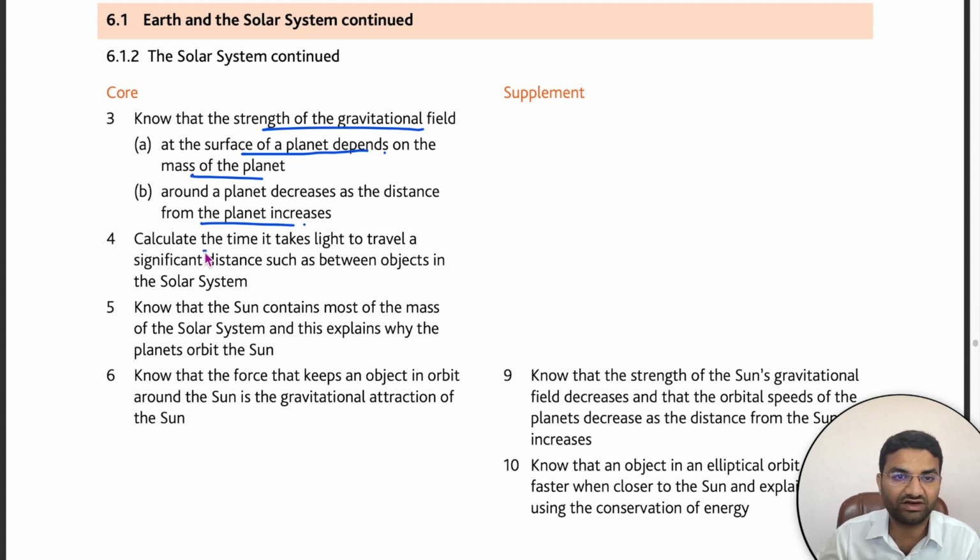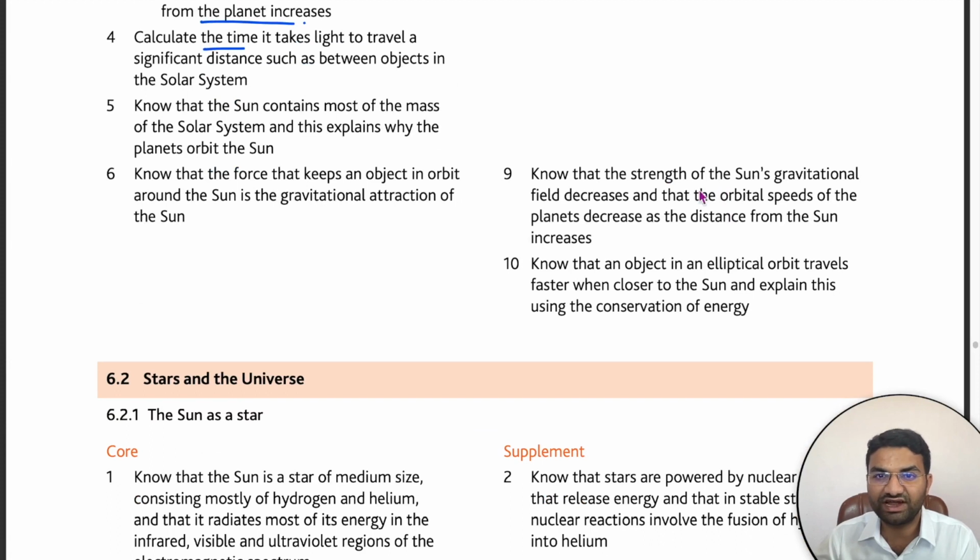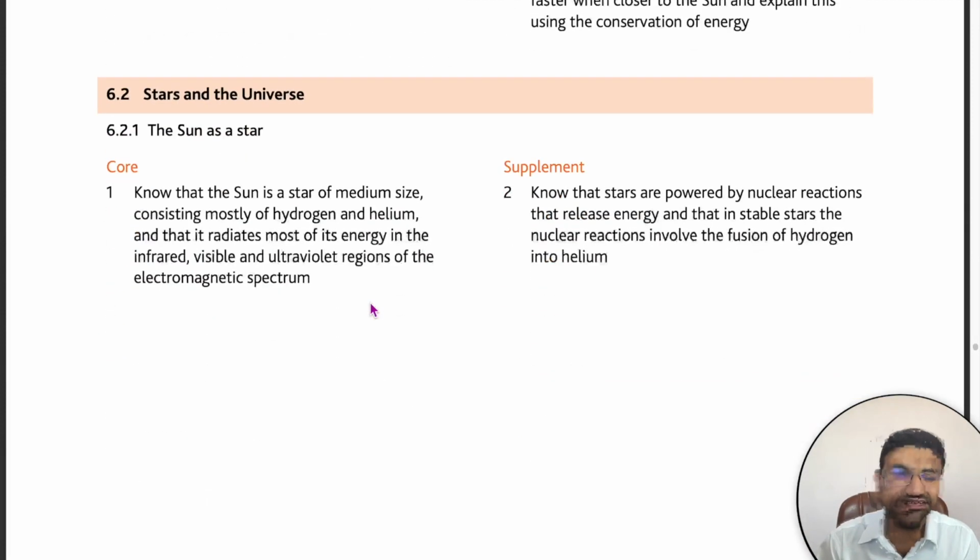Then calculate the time, and know the sun's solar system, why the planets orbit the sun, and the related concepts are there. Next, the strength of the sun's gravitational field decreases and orbital speed decreases as distance from the sun increases. These are the basic concepts. Then the second subtopic is stars and the universe.